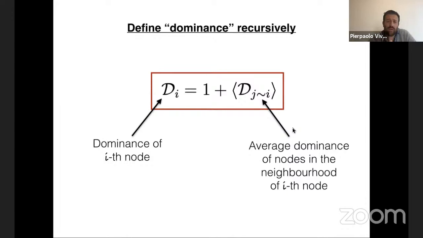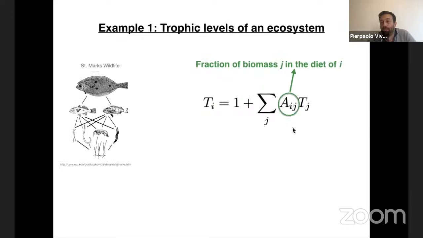We will define the dominance of the ith node as some constant, so something that is a bit larger than the average dominance of nodes in the neighborhood of the ith node. So perhaps the most intuitive incarnation of this notion of dominance comes from the field of ecology, where people define the concept of trophic levels of species in an ecosystem. The idea is that you can rank components and species of an ecosystem from the plankton, for example, up to the apex predators by considering this formula. You essentially have two ways to achieve a high trophic level.